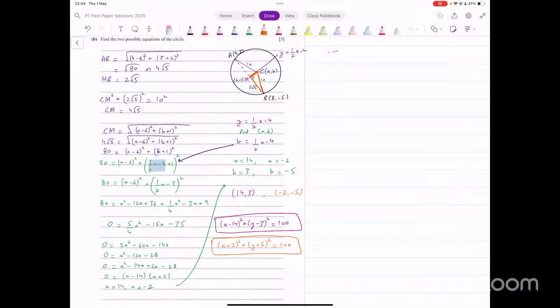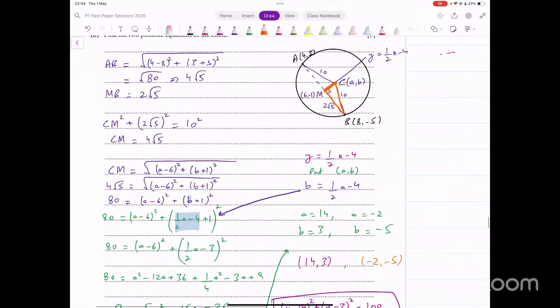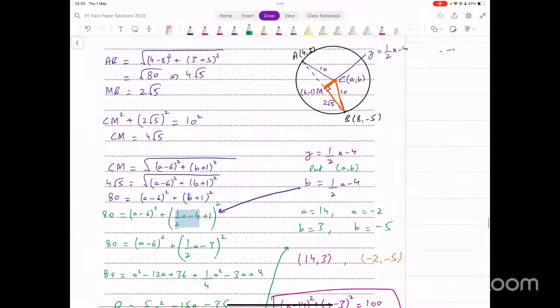So let me repeat what I've done. I first of all found the length of AB. That turned out to be 4 under root 5. Half of that would be MB, that's 2 under root 5. Using this right angle triangle now, we can find the length of CM as well. Using Pythagoras, we found CM.